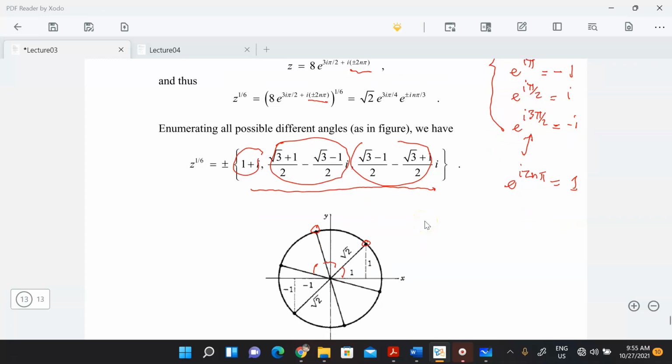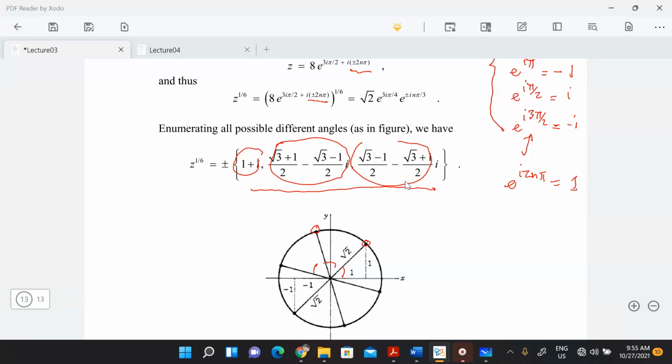I've explained this earlier. So we have the 6 different roots. Your 1 plus I, this one, and this one, they are all different. They are not conjugates of each other. But once you include your minus sign over here, then you'll find some of them become conjugates of each other.